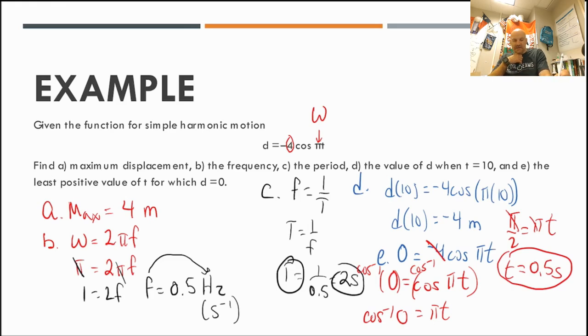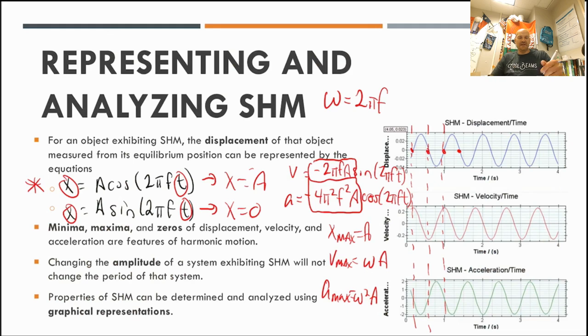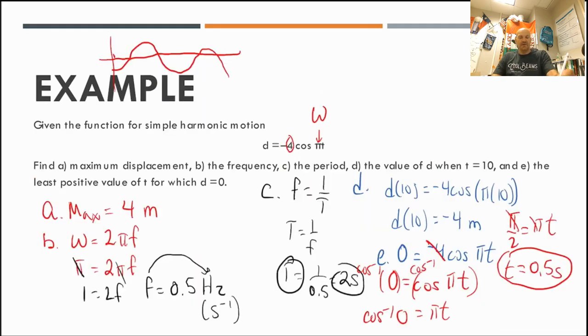So if I'm plotting this function, I'm going to have something that looks like this, and this is where I start. Sorry for the bad picture, but the least positive value of t is at half a second. This repeats itself every so many seconds, and the smallest positive value is right as you hit that 0 point, at half a second.